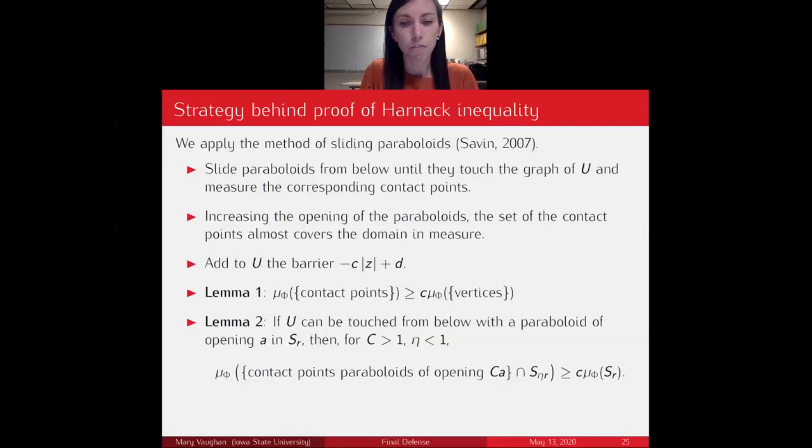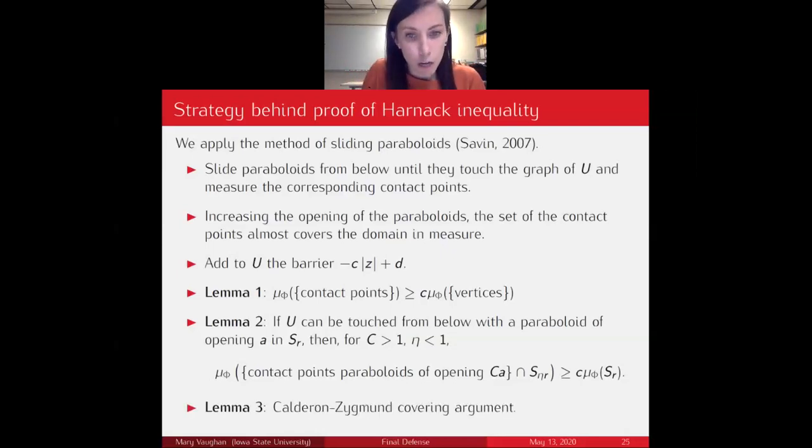And you can touch with narrower paraboloids, yes. And the third lemma is a covering argument, a Calderon-Zygmund type covering argument, because we want to take this lemma 2 and talk about it across, we want to be able to move it around the entire domain to be able to do this argument that you touch at a point nearby, you can touch with a narrow parabola, and then nearby a narrower parabola, and so on and so on, and increase the openings, and therefore, we increase the height of them as well.